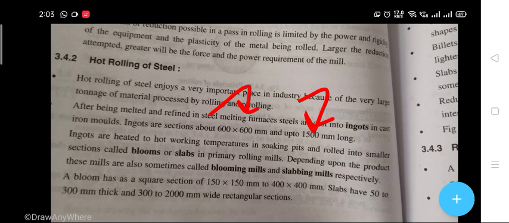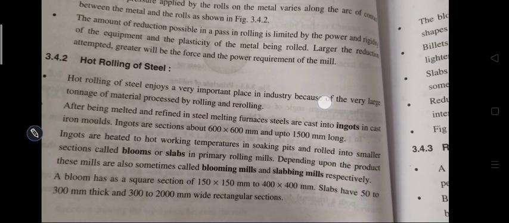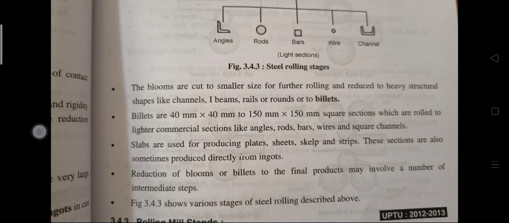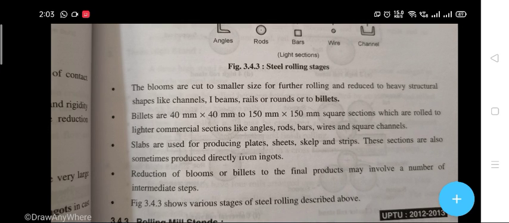Then the blooms are cut, as on the diagram, into smaller sizes for further rolling and reduced to heavy structural shapes like channels, beams, rails, rounds, and billets. The size of billets is 40 by 40 mm to 150 by 150 mm square section, which are rolled to lighter commercial sections like angles, rods, bars, wires, and channels.